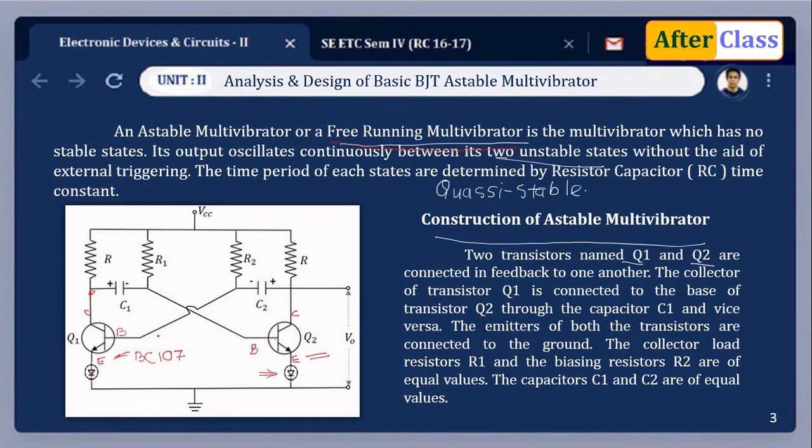When we switch on the circuit, either of the transistors goes into saturation or conduction mode first, or one of the transistors gets on. So if I assume this transistor goes into conduction first, then this LED will glow. This is just an indication to show which transistor is conducting and which is not. The C1 and C2 are of equal values, so are R1 and R2. Typically R1 equals R2.